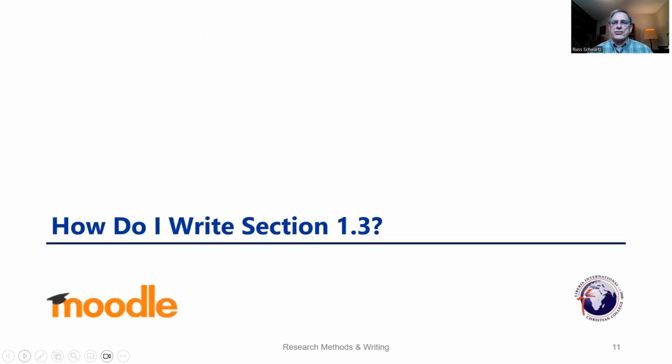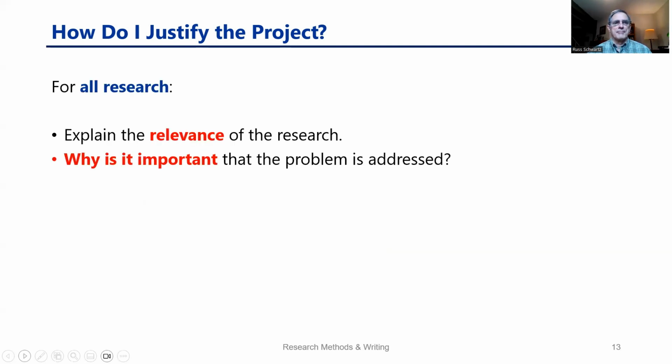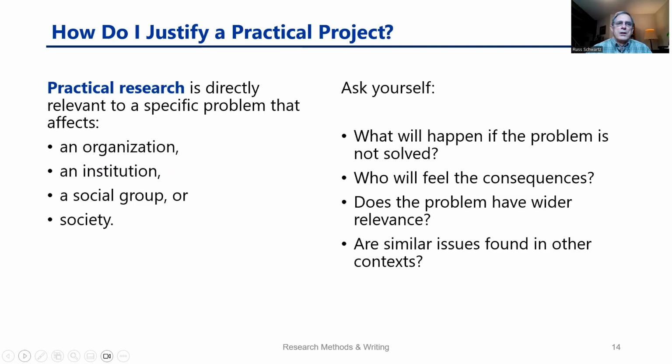Now, how do I write section 1.3, the justification for the study? The strategy is to explain to your reader why this problem matters, why it's worth studying. So for any kind of research, theoretical or practical, the goal is to explain the relevance of the research, why it's important that you study this problem. So let's look at how to justify a practical project.